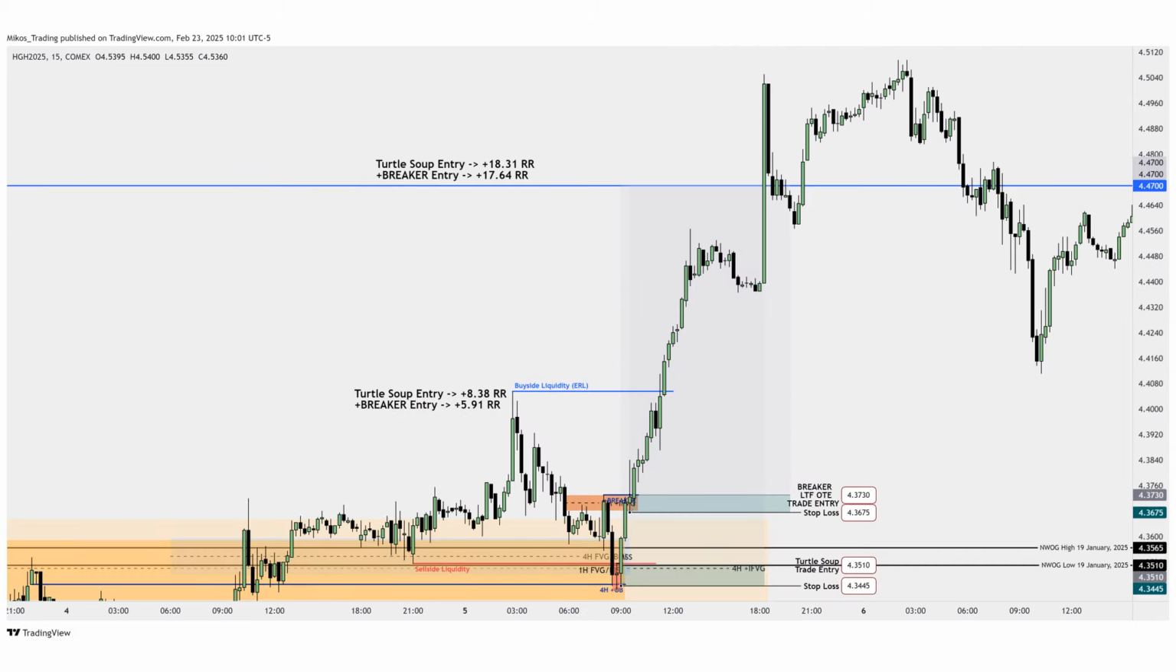In this case, I will split my positions into quarters. I'll take my first profit at the initial high of the day. That would yield me a 8.38 risk to reward on the turtle soup entry and a 5.91 risk to reward on my breaker entry. My second partial would be at the daily high. That would give me around 18 risk to reward ratio on both trades.